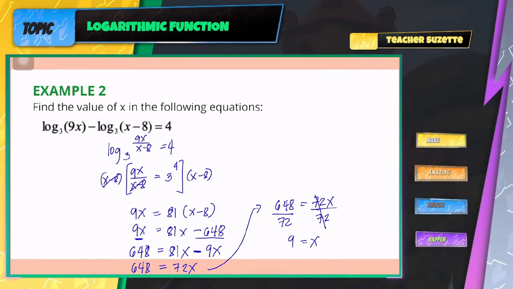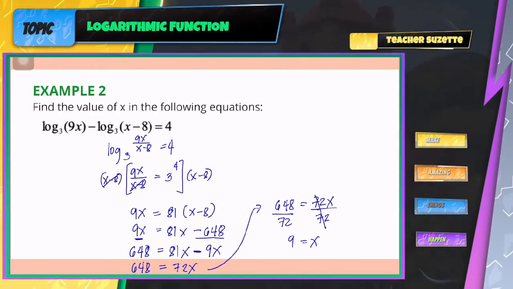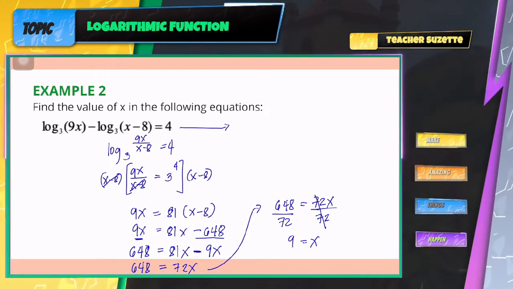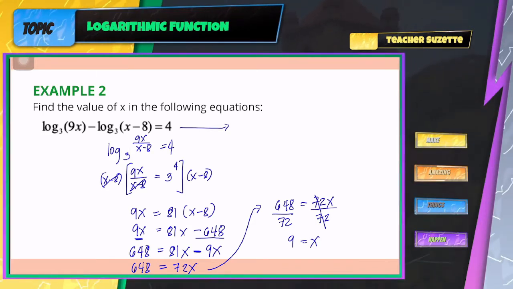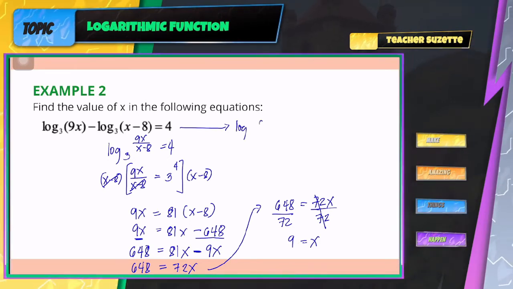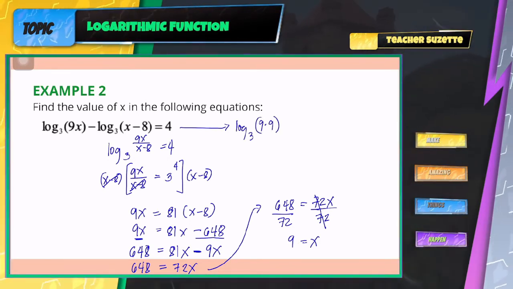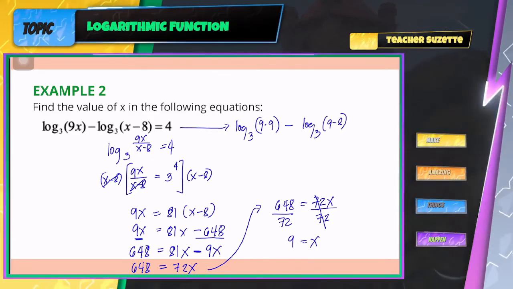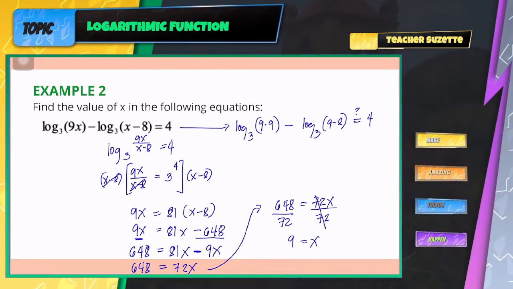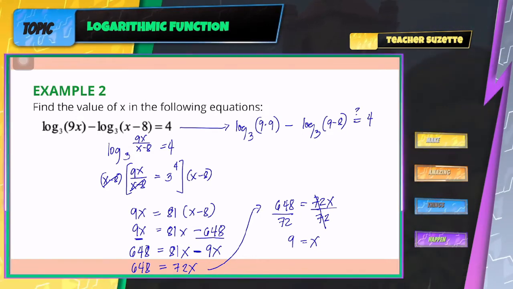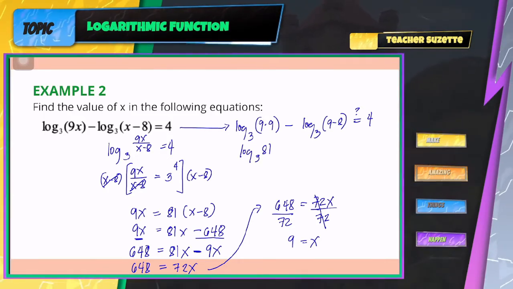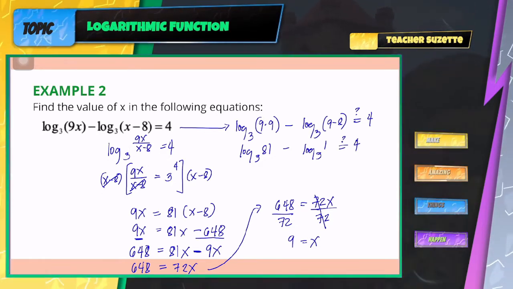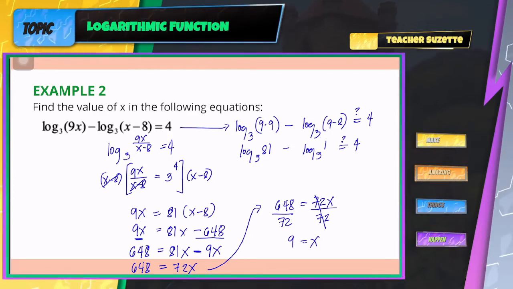Now, let's check if our x is the true solution for our example number 2 by substituting its value to our original equation. So, we will have the logarithm of 9 times 9 base 3 minus the logarithm of 9 minus 8 base 3. Equal po ba siya sa ating 4? So, logarithm of 9 times 9, that is logarithm of 81 base 3 minus the logarithm of 1 base 3. Is it equal with positive 4?